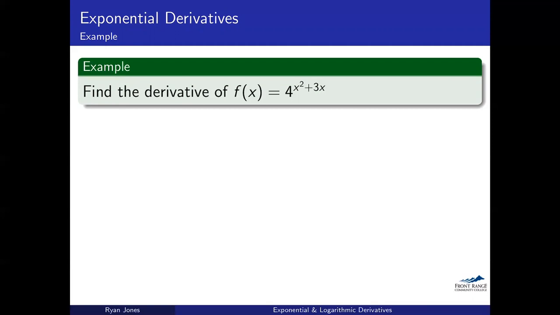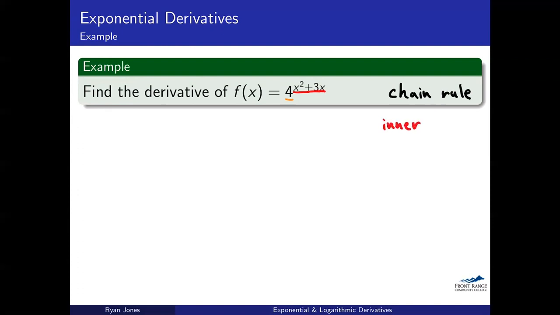And the reason is that the exponent is more complicated than just an x. It's an x squared plus 3x. So this is actually an inner and an outer function scenario. So we're going to have to use the chain rule here. And so when we use the chain rule, as we always want to do, we want to identify the inner function and we want to identify the outer function.